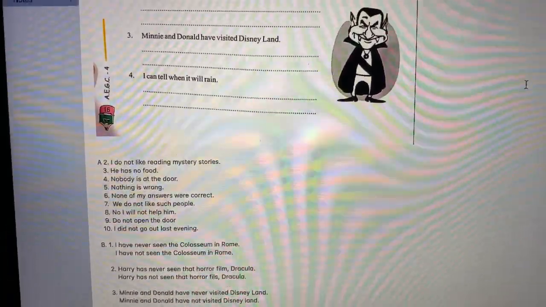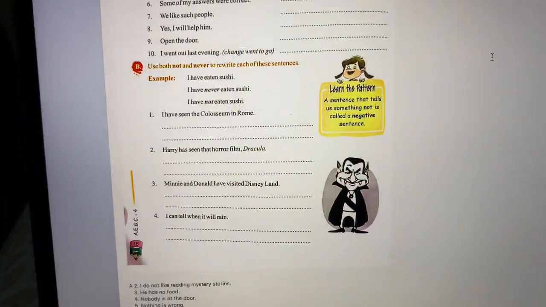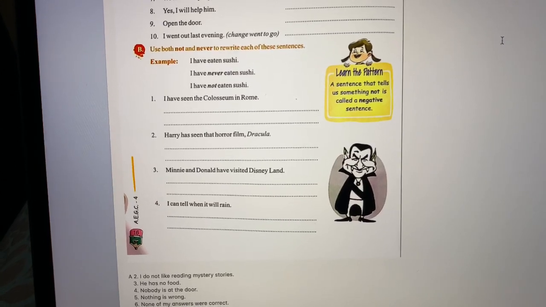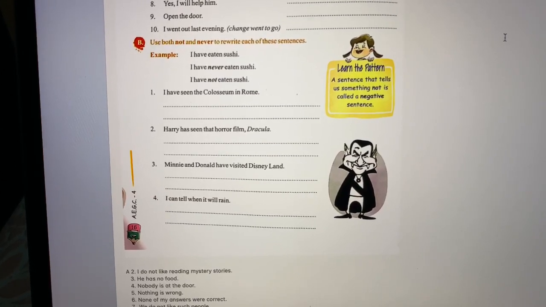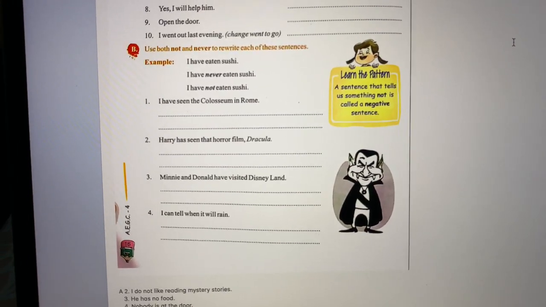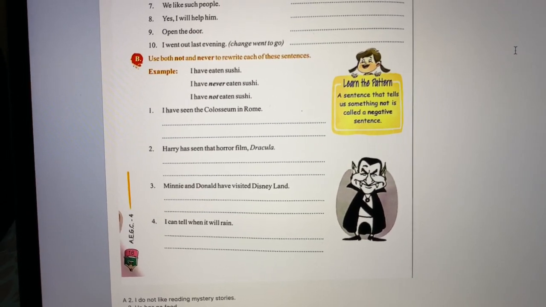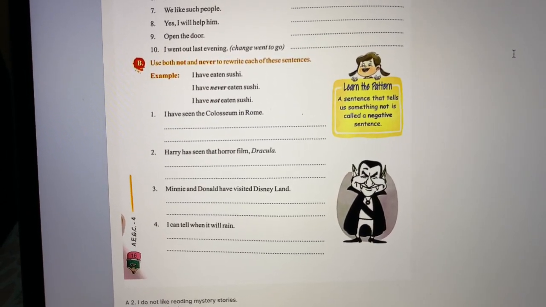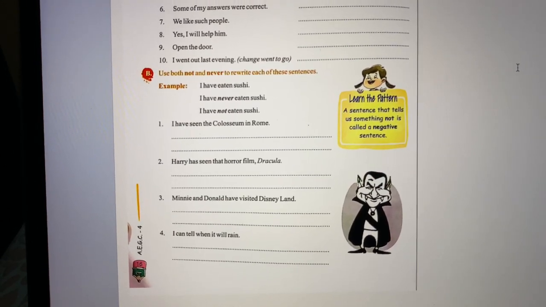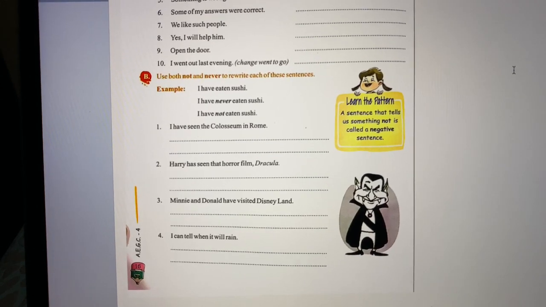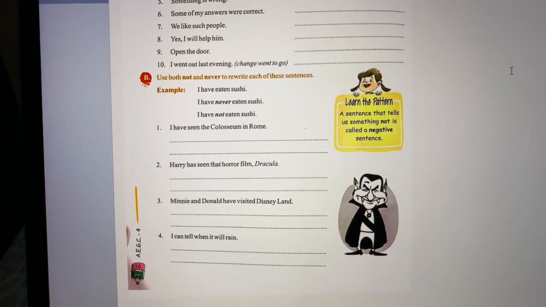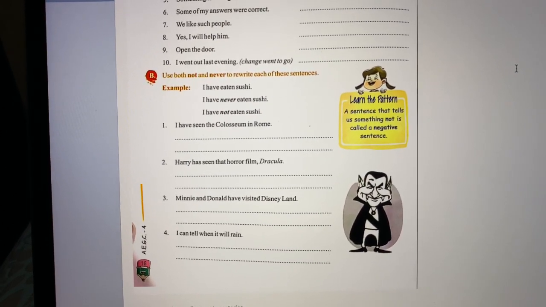Okay, now we go to part B. So in part B it says use both not and never to rewrite each of these sentences. Okay, so they've given one example also before we start the exercise. It says I have eaten sushi. And in order to change these to negative sentences using not and never, so the first sentence, I have never eaten sushi. The second one is I have not eaten sushi. So we will first use never and then we will use not.